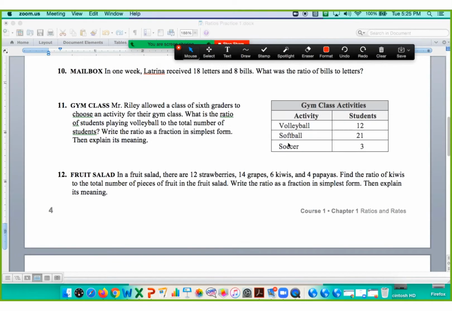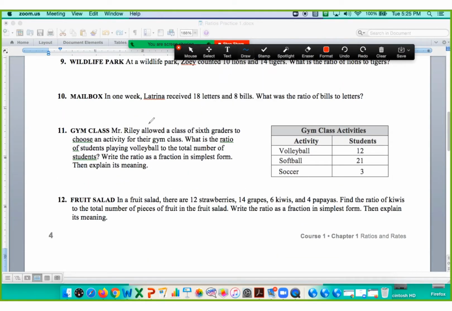All right, how about we try number 11? So it says gym class. Mr. Riley allowed a class of 6th graders to choose an activity for their gym class. What is the ratio of students playing volleyball to the total number of students? So they want a ratio as a fraction in simplest form. So remember, volleyball came first, so you got to put that number on top. So that's 12. The total would be all the numbers added up, even the 12 that you already used. So if we add up 12, 21, and 3, we get 36. That represents the total.